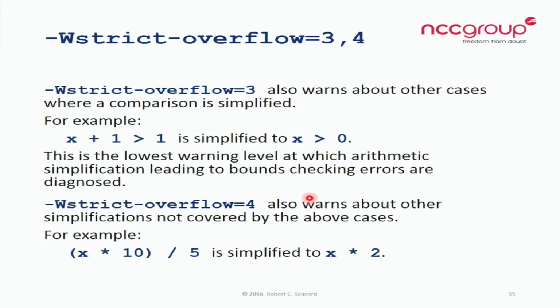So strict overflow equals 3 warns about cases where a comparison is simplified. For example, x plus 1 greater than 1 simplified to x greater than 0. And that's the lowest level warning that will detect the buffer overflow check problem that we identified. Strict overflow equals 4 warns about other simplifications. So for example, x times 10 divided by 5 is simplified to x times 2. And in general, I'd be hard-pressed to think of situations in which you didn't want this optimization to be performed.